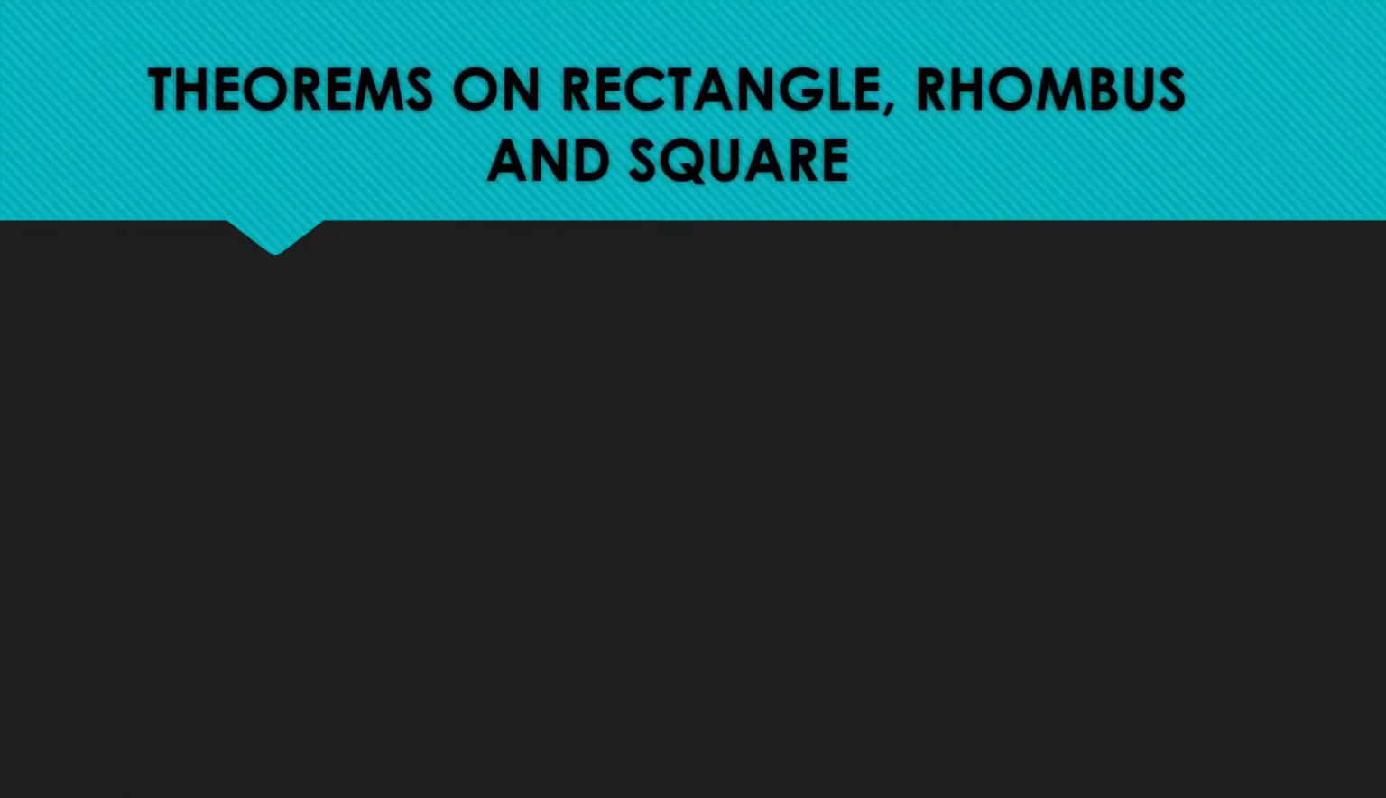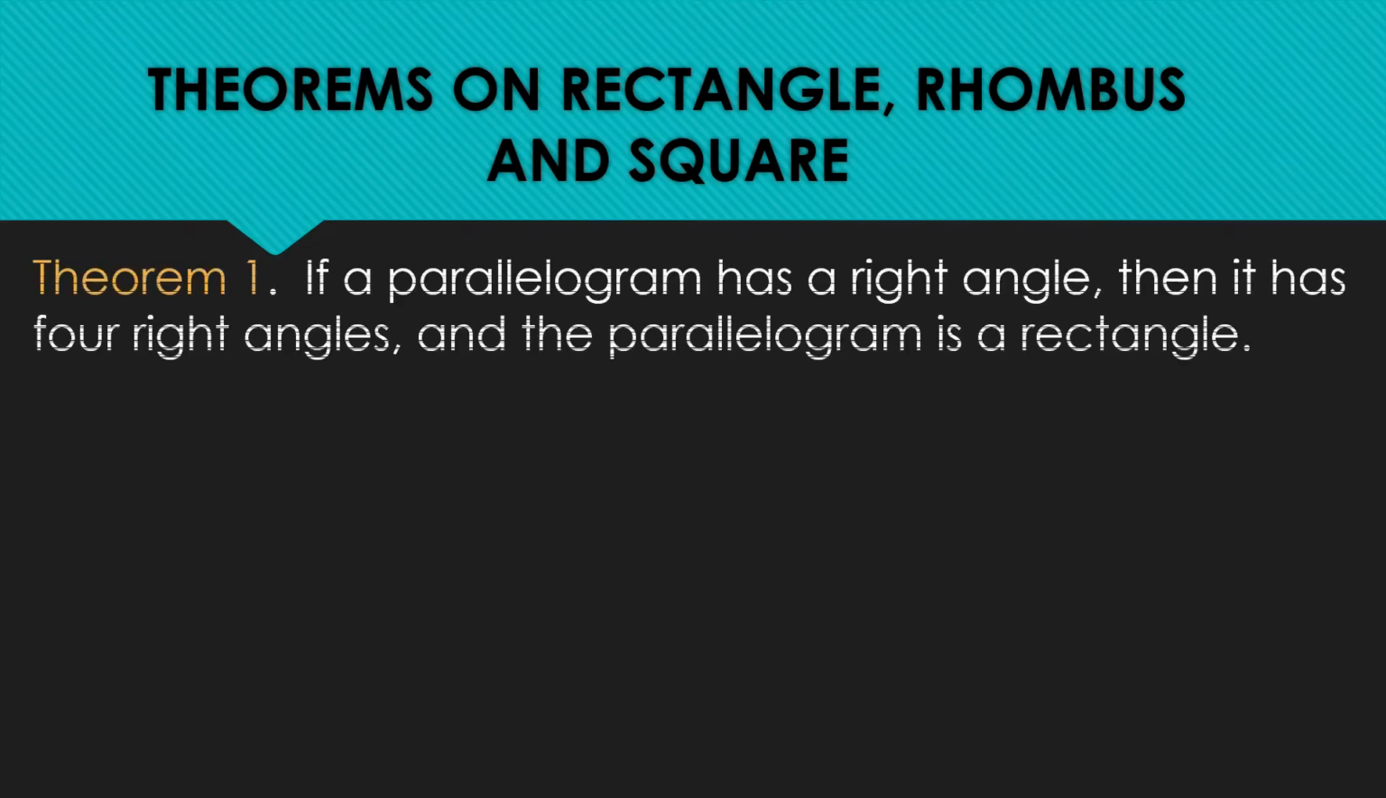Okay, so theorems on rectangle, rhombus, and square. A theorem means a statement that needs to be proven before being accepted. So before we use or apply the theorem, it needs to be proved. So guys, our proving is in your module. You will see in our module the proofs of our theorems. So this video lesson is only for the application.